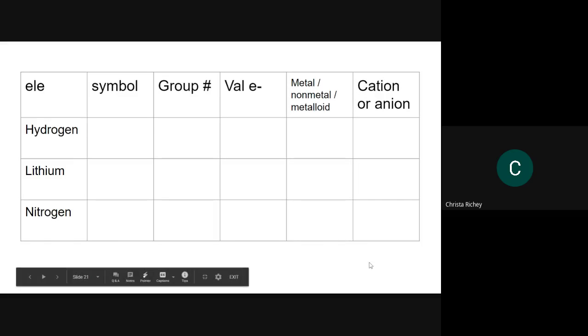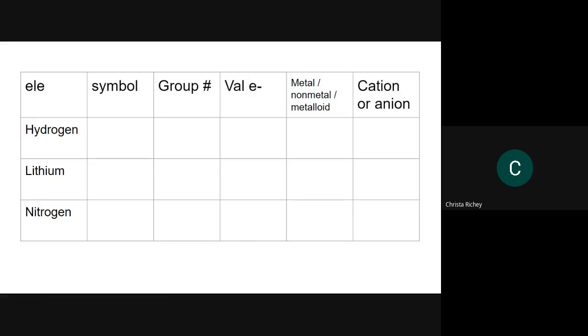All right, so you guys have this next. What is hydrogen's symbol? H.